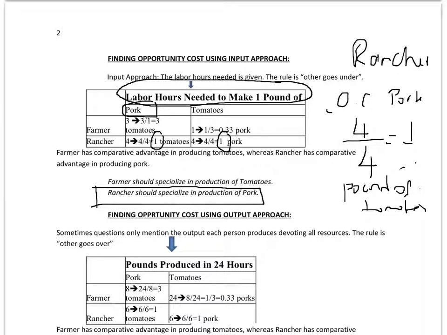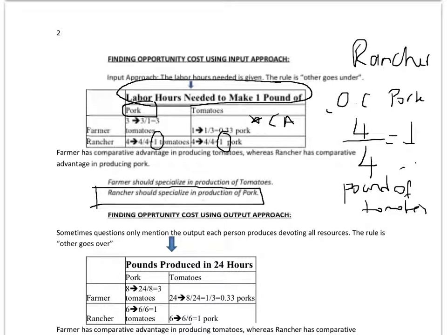For tomato production, we have two numbers, 0.33 and 1, and 0.33 is lower. So here, the farmer should specialize in production of tomatoes because he has the comparative advantage. So this is how you find comparative advantage using the input approach.